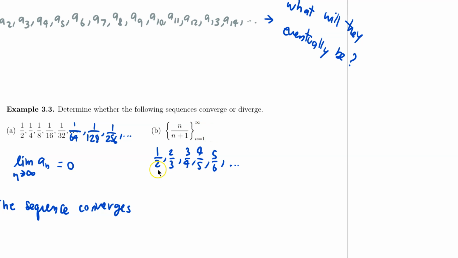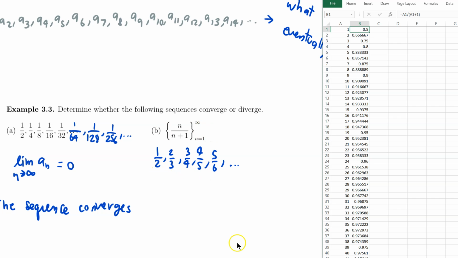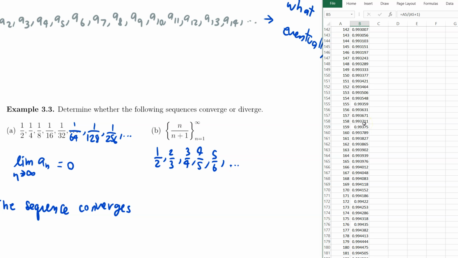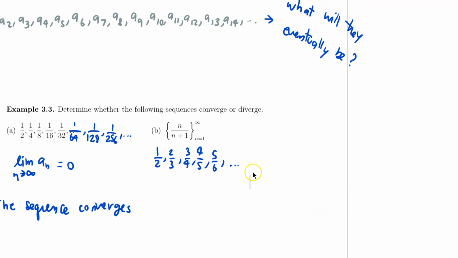If we compute all these numbers in Excel, what we are going to have is something like this. So this is 1/2, 2/3, 3/4, 4/5, and 5/6. We can see that all these numbers, so we get to 0.9, 0.98, 0.99, and they're approaching the number 1. So we can say that the limit of this sequence is just 1. I can say that the limit of a_n when n goes to infinity is 1, and the sequence converges.